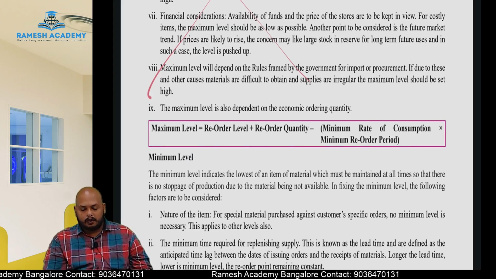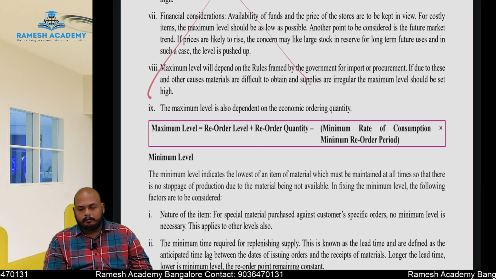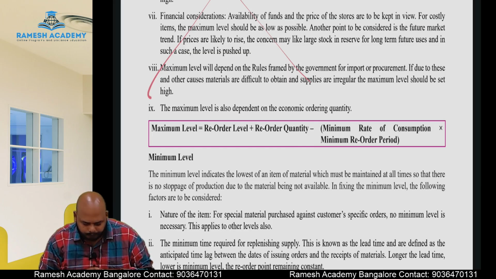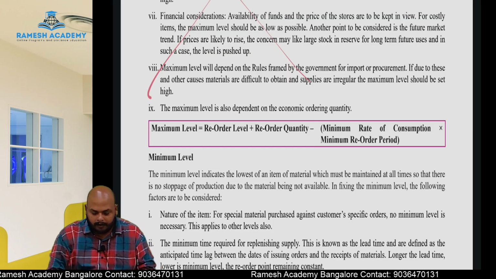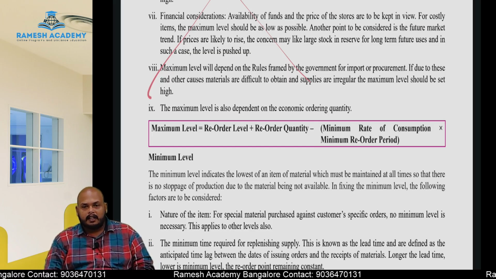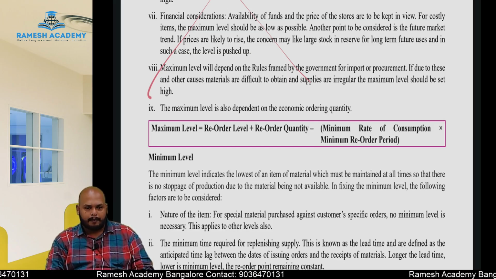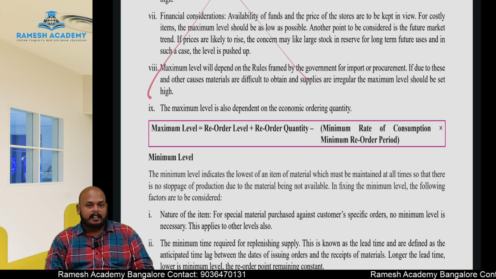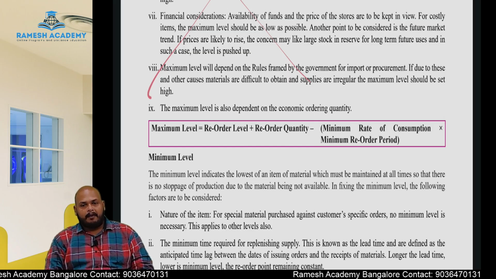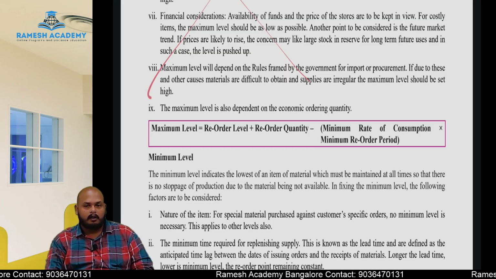Maximum level is equal to what? The formula is: reorder level plus reorder quantity minus minimum rate of consumption into minimum reorder period. Reorder level we generally have to calculate; they won't give it in the question. Reorder quantity they will give in the question itself. Minimum rate of consumption and minimum reorder period will also be given in the question itself.